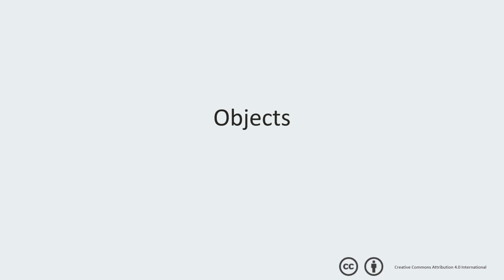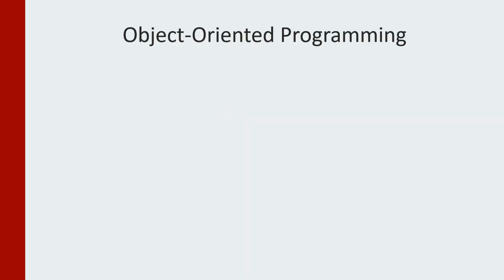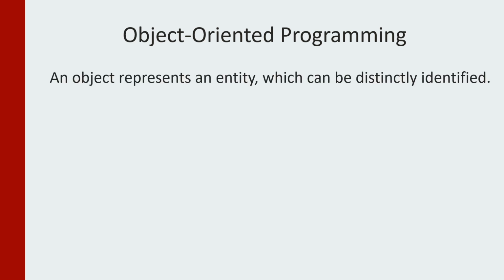Hi everyone, in this video we're going to talk about objects. Java is a sort of object-oriented programming language. An object represents an entity which can be distinctly identified. In other words, it's a thing.